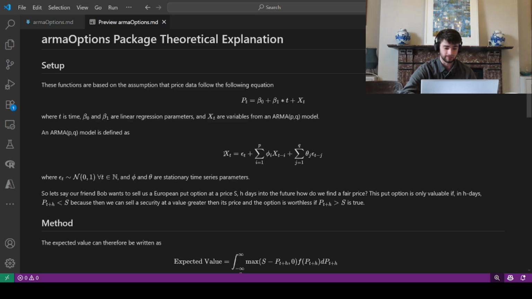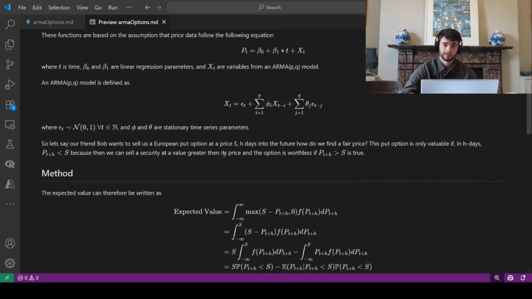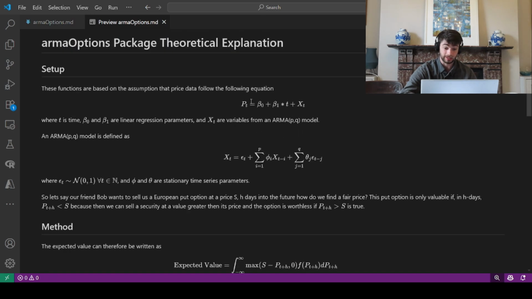So an ARMA model is defined by this equation here. You don't need to know exactly how this equation works. Basically, what it means is that values that are close to each other tend to be very correlated. So the value with t equals 100, so x at t equals 100, is very similar to the value at x when t equals 101, which is very similar to the value when t equals 99. And so it adds correlation to the price data values.